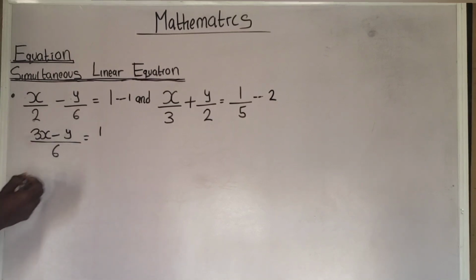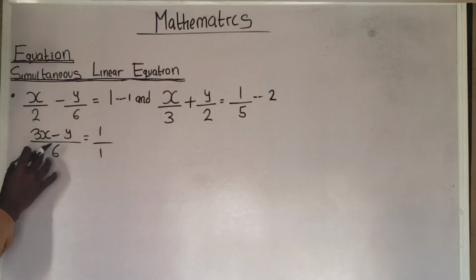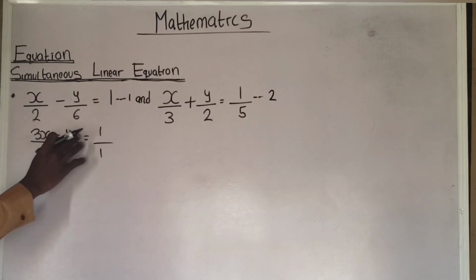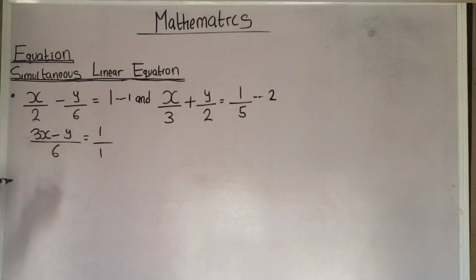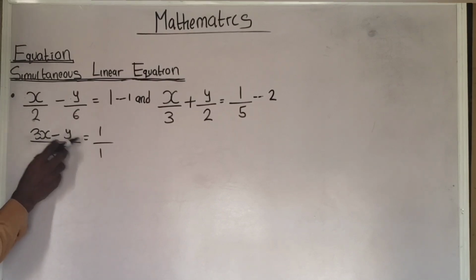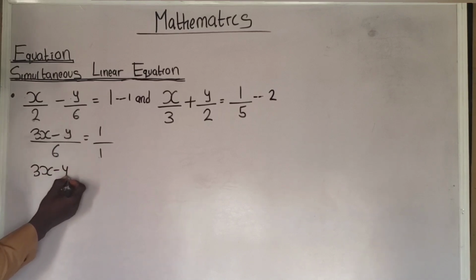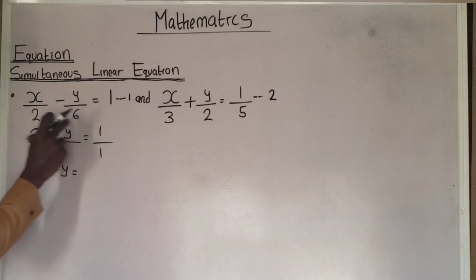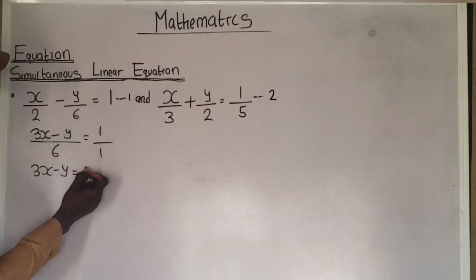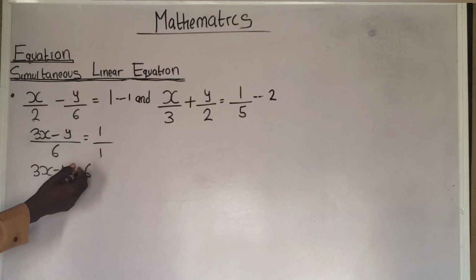Now we have two fractions and the sign between them is the equals sign. 1 is also the same thing as 1 over 1. Now I'm going to cross multiply. So I'm going to have 3x minus y multiplied by 1, that will be 3x minus y, and 6 multiplied by 1 will also give me 6. So I've already changed this to linear.